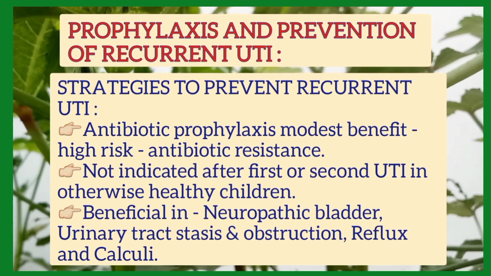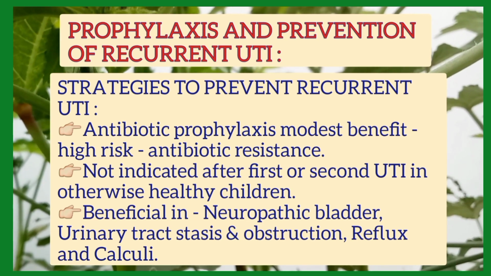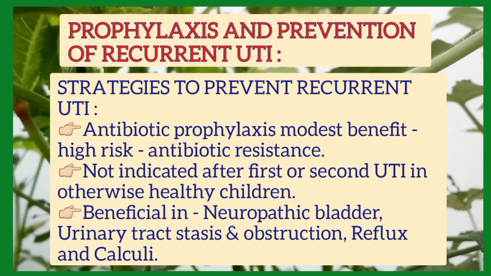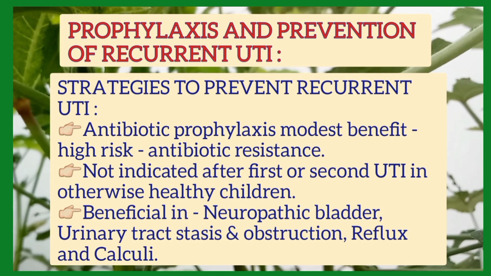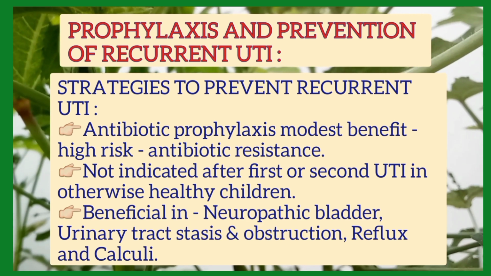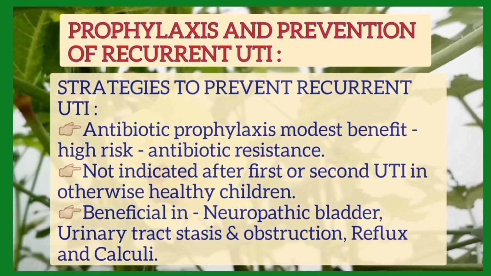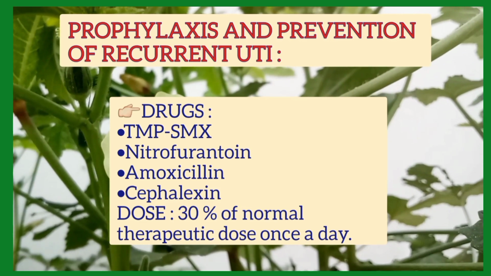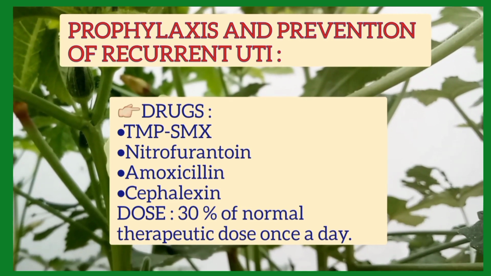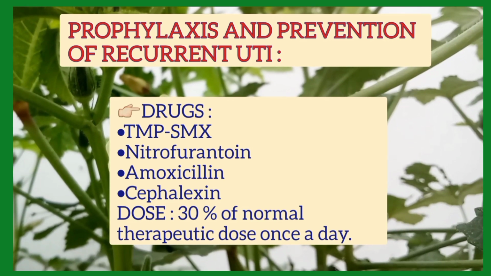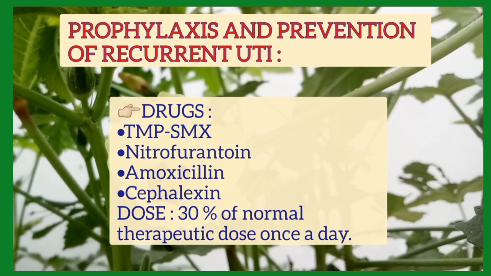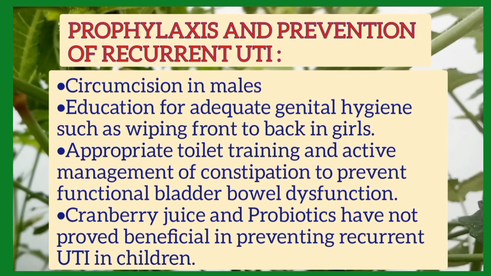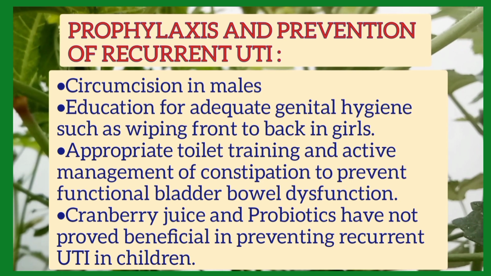Now, antibiotic prophylaxis has risk of antibiotic resistance, so it is not indicated after the first or second UTI in otherwise healthy children. It is beneficial in neuropathic bladder, urinary tract stasis and obstruction, or reflux and calculi. Drugs used for prophylaxis in recurrent UTI include trimethoprim sulfamethoxazole, nitrofurantoin, amoxicillin, and cephalexin in 30% of the normal therapeutic dose once a day.